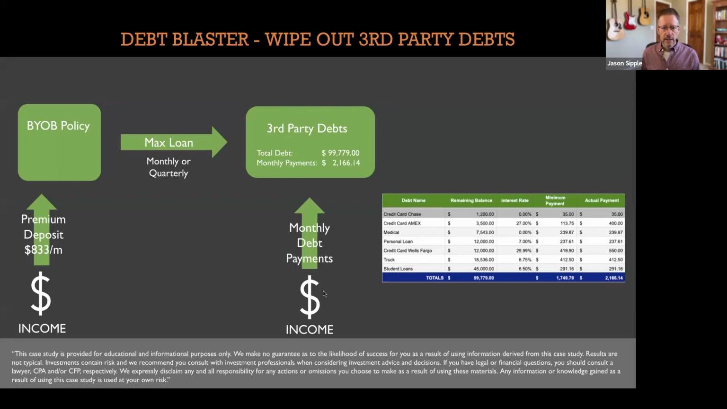So out of the income, out of your paycheck, whether it's W-2, 1099, it doesn't matter, whatever your income is, you're going to continue writing those checks or making those payments to Chase, to Amex, to your medical provider, to the personal loan, the Wells Fargo, the truck, the student loan. That's going to continue to happen. You're going to be putting that money into those third-party debts. At the same time, we're going to honor the first law of wealth, which is paying ourselves first.